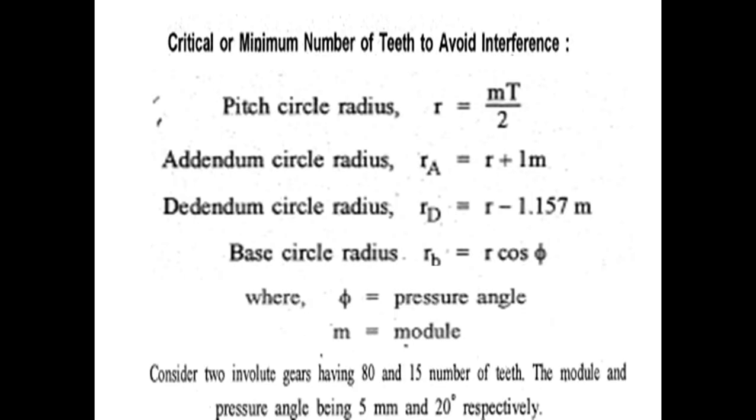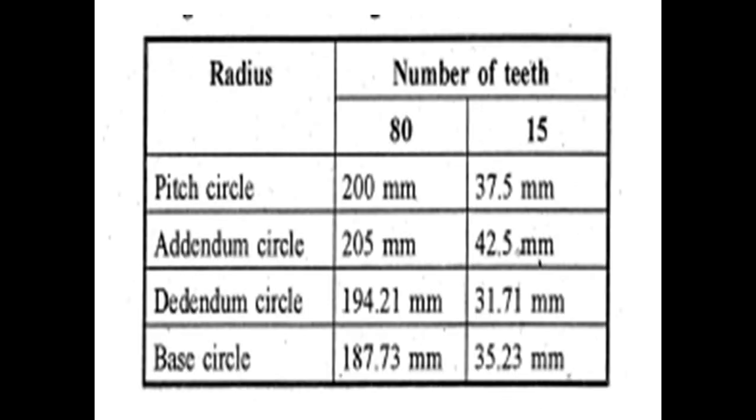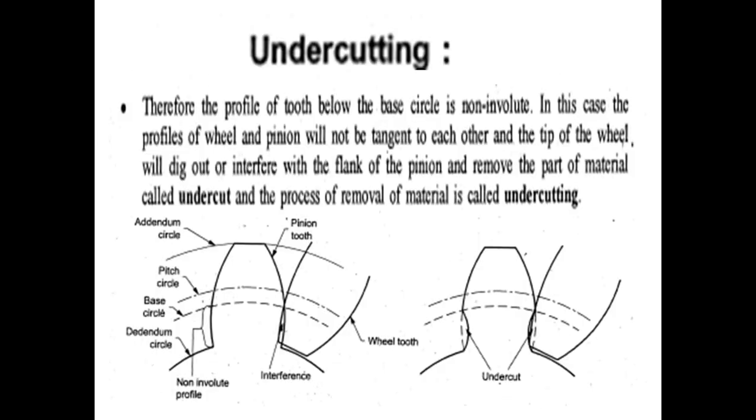And then pitch circle, addendum circle, and then we have undercutting. Therefore, the profile of tooth below the base circle is non-involute. So why is it non-involute? In this case, the profile of the wheel and the pinion will be tangent to each other, and the tip of the wheel will dig out or interfere with the flank of the pinion and remove part of the material, called undercut, and the process of removal of material is called undercutting. So there is an undercut, and this phenomenon is occurring.